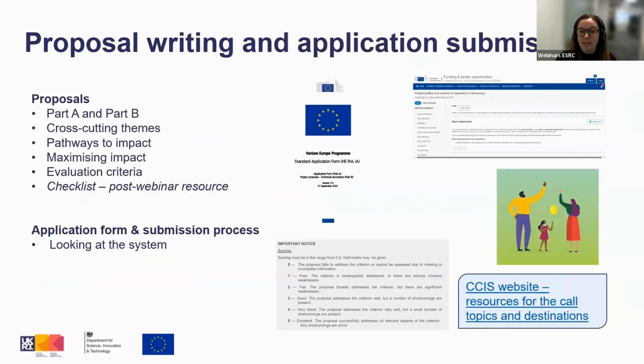With this in mind, I'm going to talk us through Cluster 2 proposals. We'll look at the writing process and then take a look at the application form and submission process. Throughout the presentation, I'm going to be sharing some tips, some things to look out for, and some quick wins that could help take your proposal up a half mark or a full mark. That sounds quite a small thing, but it does make a big difference. A half mark can be the difference between being funded and not. So I hope this will be helpful.